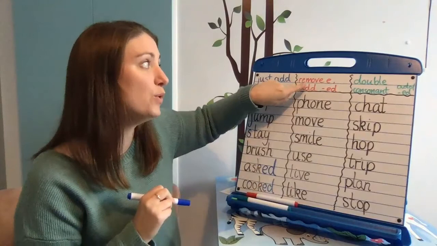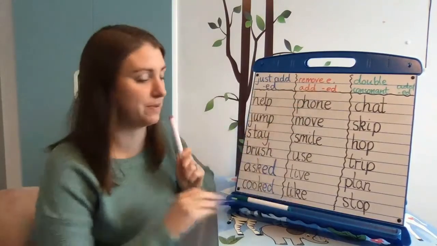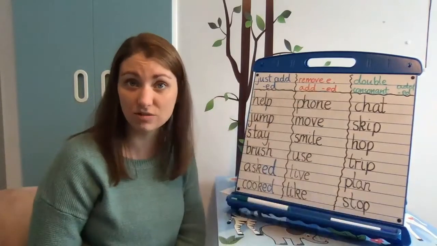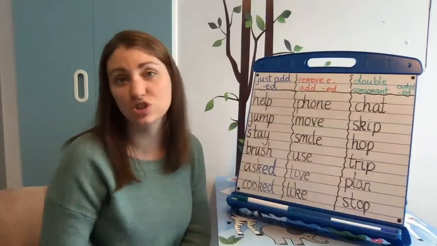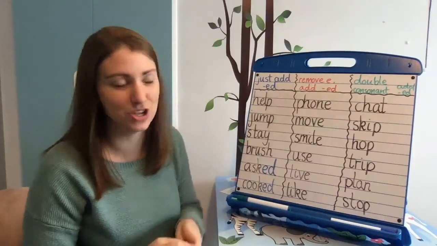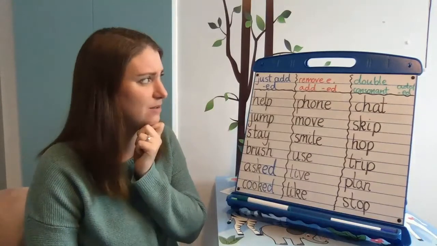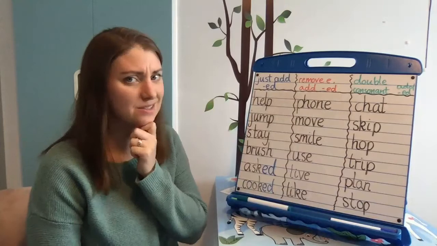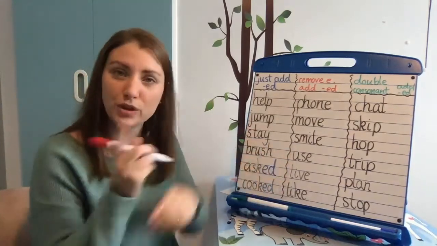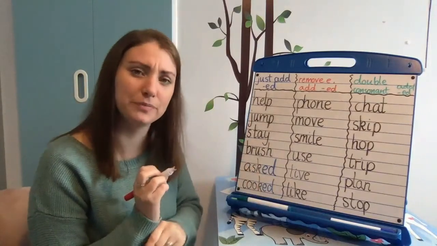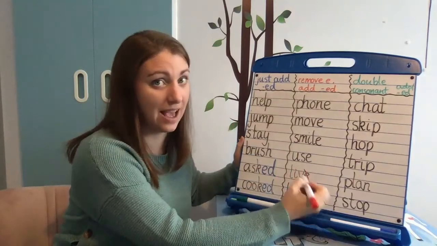It says remove E and add ED. So I'm going to use a red pen for this one. You can change colour if you like when you add on your ending, or you can just use your normal pencil. It's completely up to you. So, how am I going to show removing the E? It's easy for me, I've got whiteboard pen, I could rub it off. But you don't have whiteboard pen at home. So what you can do is cross out the E and add ED.